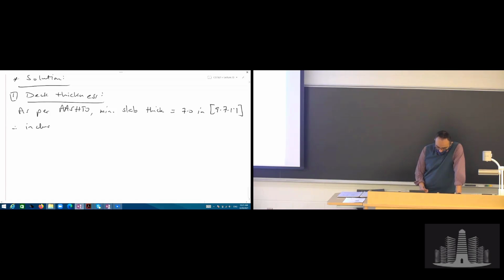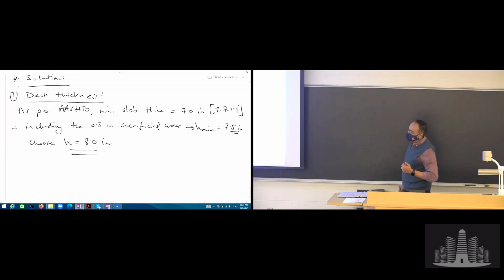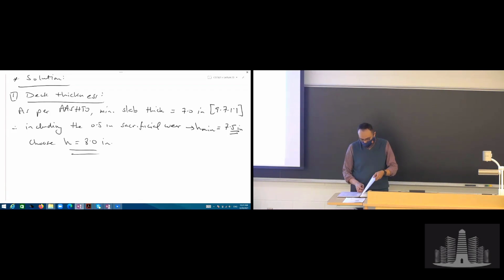So including the 0.5 inch sacrificial wear, that would mean that I would go with an h-min of roughly 7.5 inches. I have the 7, and I'm not going to count the 0.5, I'm just going to add it on top of the 7, so that gives me 7.5. So I'm just going to round it up to 8 inches. I'm going to go with 8 inches as thickness. And typically we don't see a lot of decks below that thickness value of 8 inches. So that's the simplest thing you can do, just starting with that.